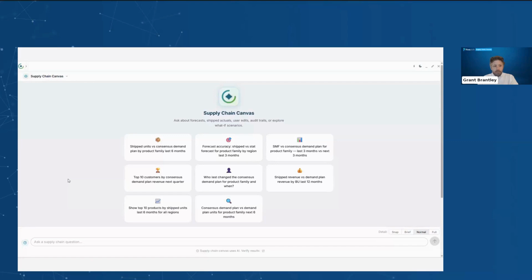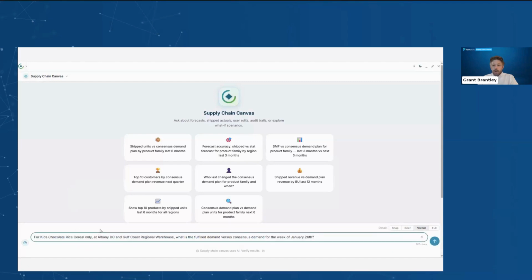Let me bring this up. All right, so we'll get started with our first question here, where I want to know about our kids' chocolate rice cereal, and I'm looking specifically at two distribution centers that I want to know about, and I want to look at the fulfilled demand versus the consensus demand for this coming week.